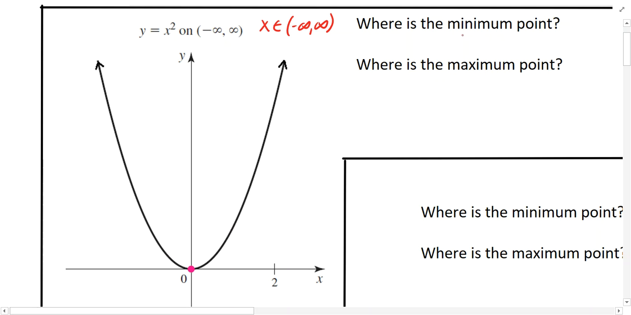So where is the minimum point? You can probably spot it pretty easily here. It's right there at the bottom of this curve. Minimum point occurs at 0, 0. And where is the maximum point? Well, since this function increases towards infinity and there's no boundary on this graph whatsoever, we would say that there are no maximum points. There are none, since y increases indefinitely.